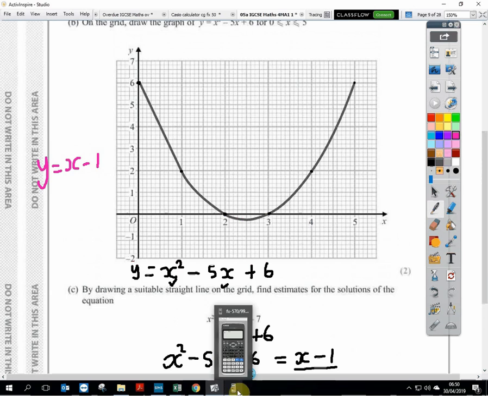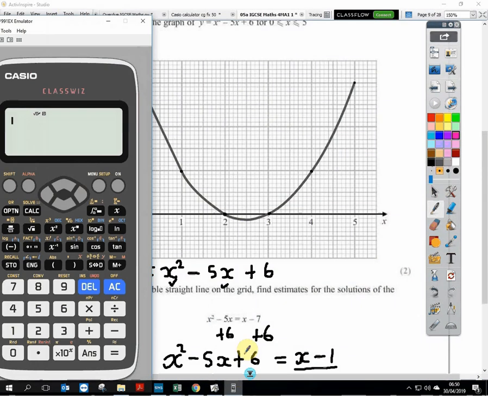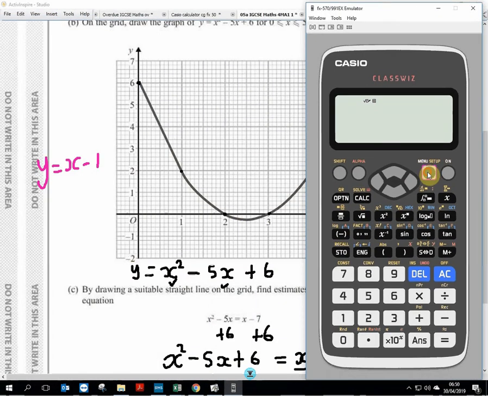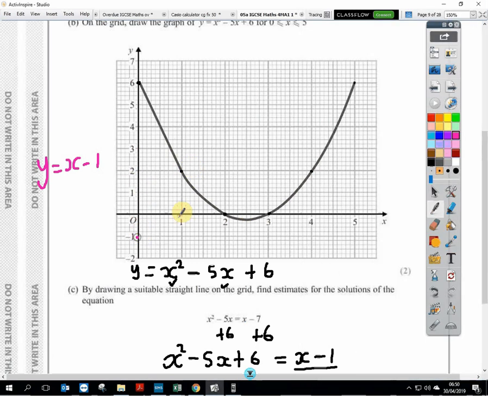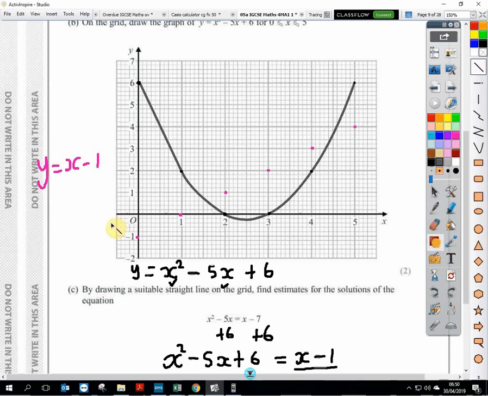Now, of course, you can do this quite easily. However, if you want to use the table to help you, you can. So go to mode table again, and this time it's x minus 1. Go from 0 to 5. Plot the points. So 0 goes to negative 1, 1 goes to 0, 2 goes to 1, and so on. You can get these from the calculator or you can do it yourself. It's entirely up to you. Okay, then you plot the points and you draw the graph.